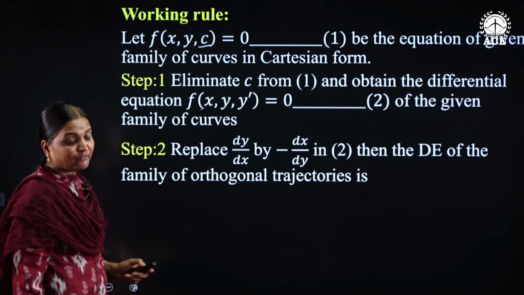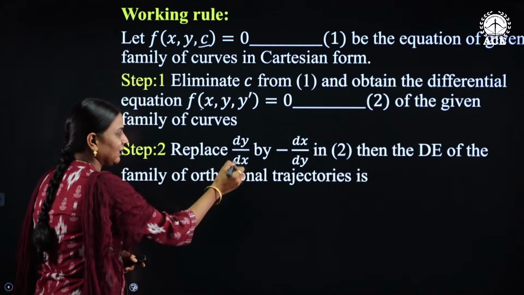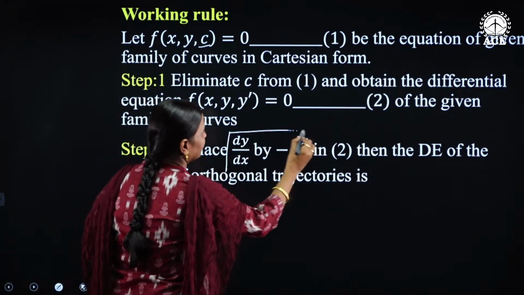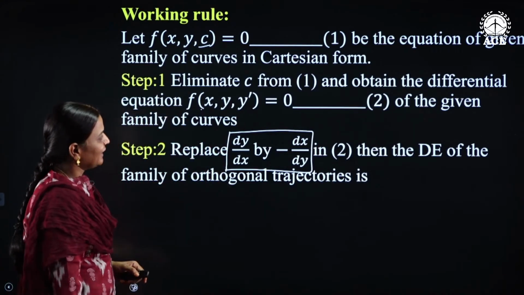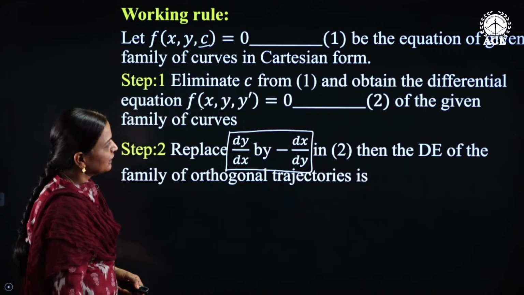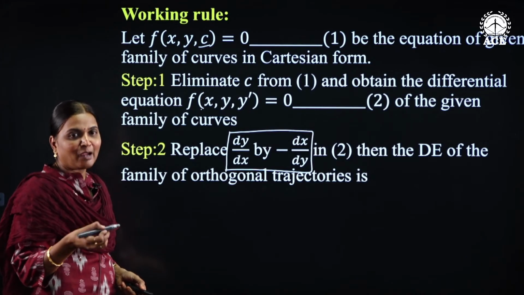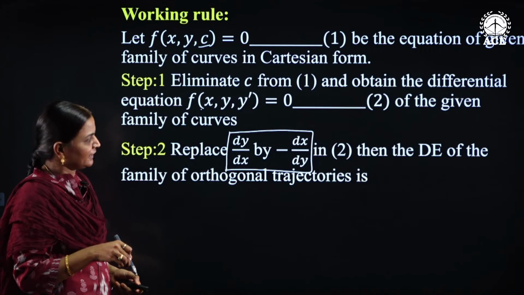How to find out the orthogonal trajectory family of curves? Replace dy by dx by minus dx by dy. This is the important condition to find the equation of the orthogonal trajectories. Replace dy by dx by minus dx by dy in equation 2. Then the differential equation is a differential equation of the family of orthogonal trajectories. But we need the equation of the family of orthogonal trajectories.